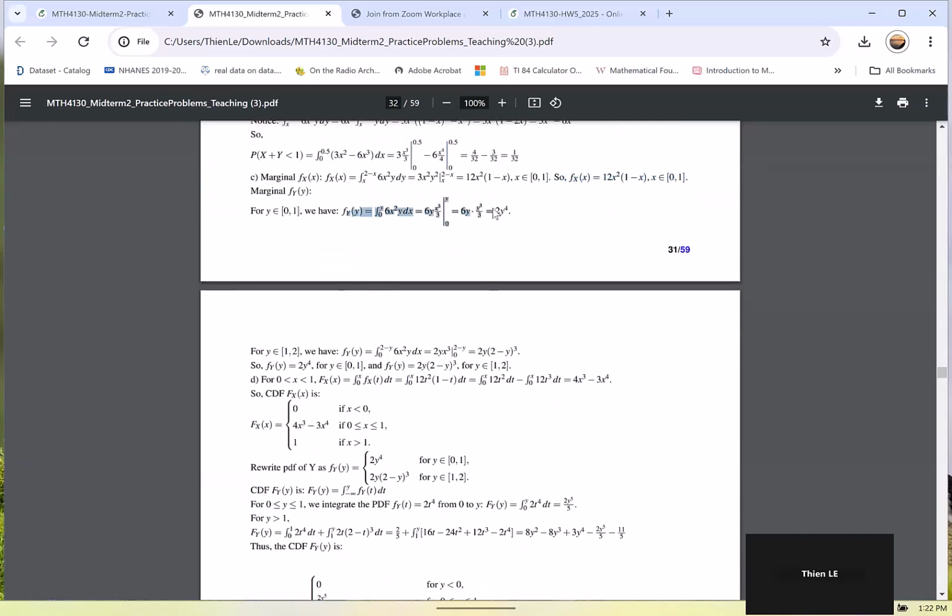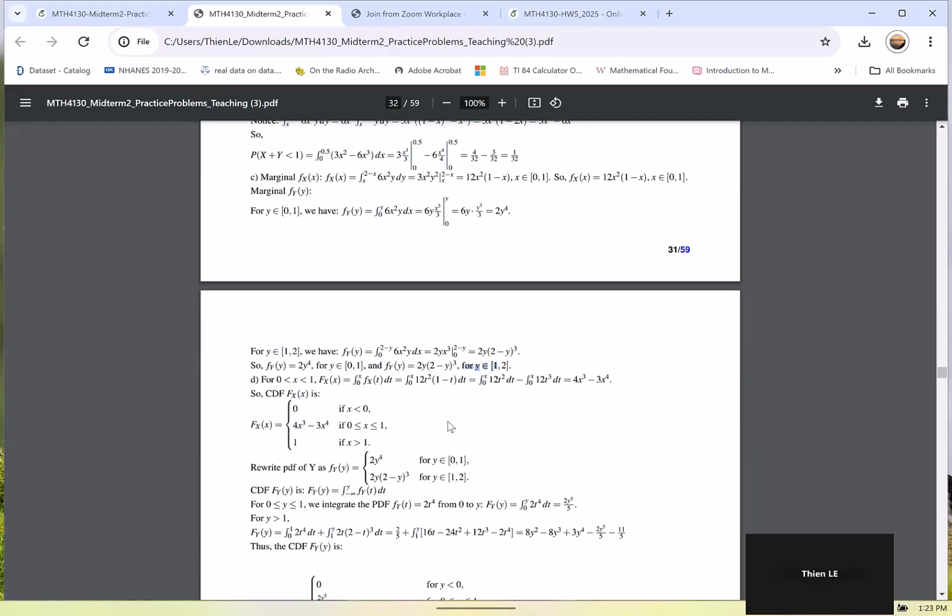0 to y for the 0, 1 here, and it gives you this quantity. But for 1 to 2, it will be 0 to 2 subtract y, okay? So you have to be very careful about the domain, and this is why visualization is important, okay, important. And from that, you can see that f_Y(y) equals y to the 4 here for this case, and this will be for this case, okay?